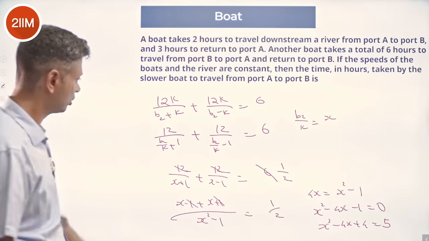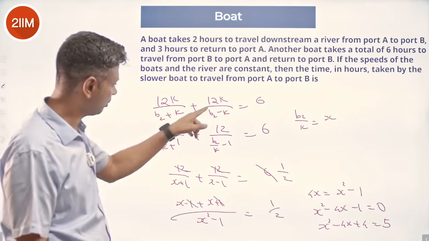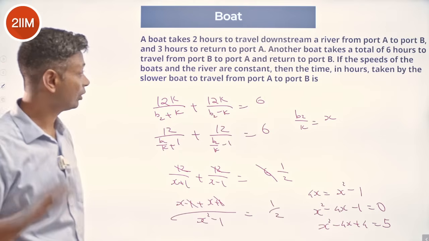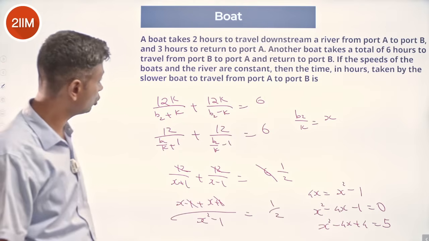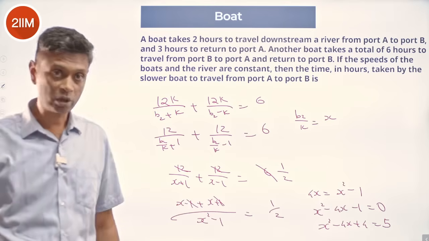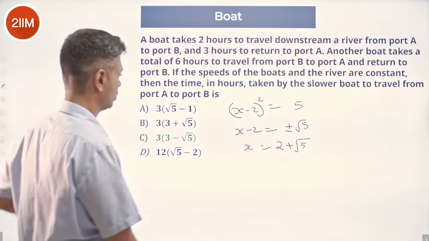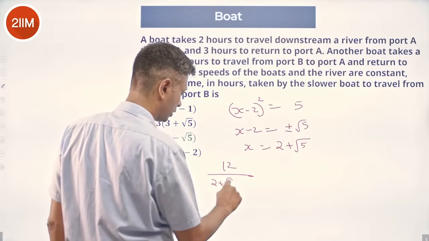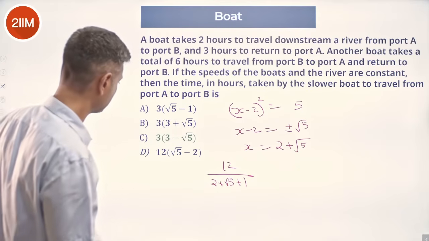Now we come back to this. The time taken here, this is 12 by x minus 1. This is 12 by x plus 1. We are talking about time taken to go downstream. Slower boat to travel from A to B should be the shorter time, should be this 12 by x plus 1. I'm going to substitute that. We're going to talk about 12 by 2 plus root 5 plus 1. 12 by 3 plus root 5.